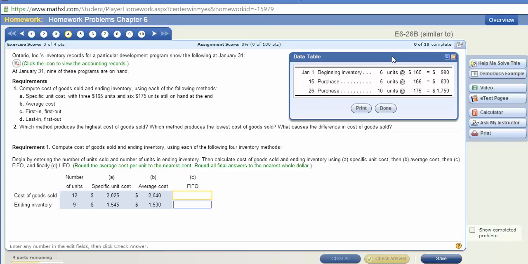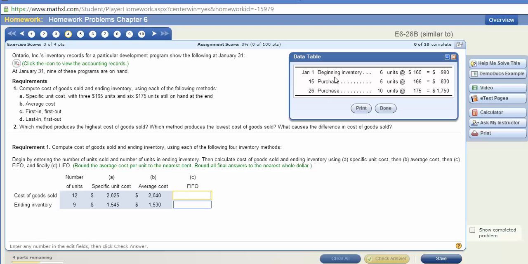So the question is, how do you account? FIFO sells from the top to the bottom, from the oldest layer to the newest layer. LIFO from the newest to the oldest going up. So we're going to have to sell 12 units. Cost of goods sold. We sold 12. So we're going to sell this 6, this 5, and even more. We need one more. 6 and 5 is 11. We need one more from this layer. So it's pretty simple, the calculation. You just have to understand the concept.